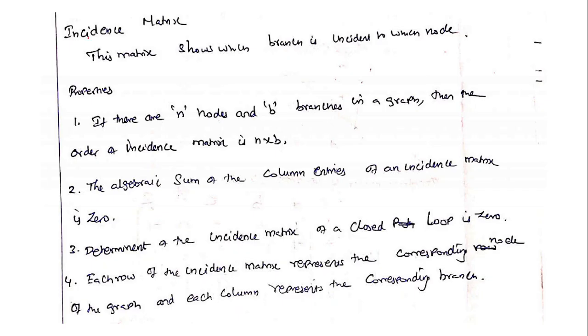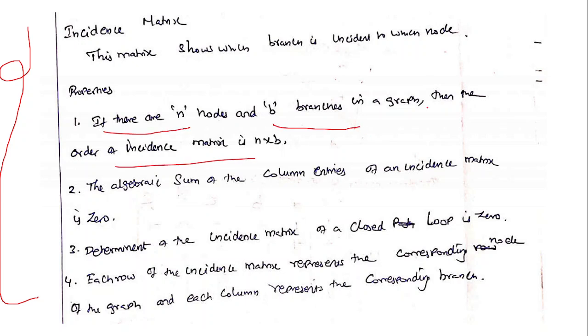Another 2-mark question which is asked is the properties of the incidence matrix. The property is: if there are n nodes and b branches, then the order of the matrix will be n times b. You will get n rows and b columns. Based on the number of nodes I decide the number of rows, and based on the number of branches I decide the number of columns.